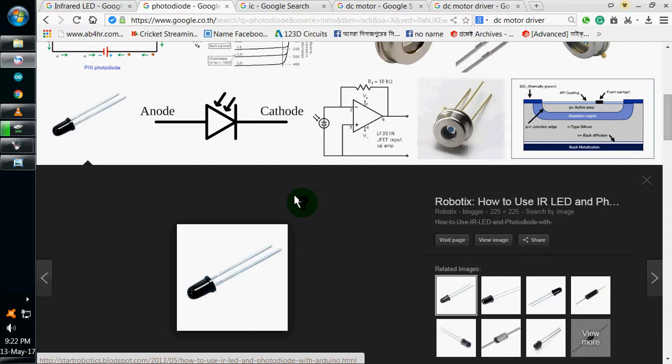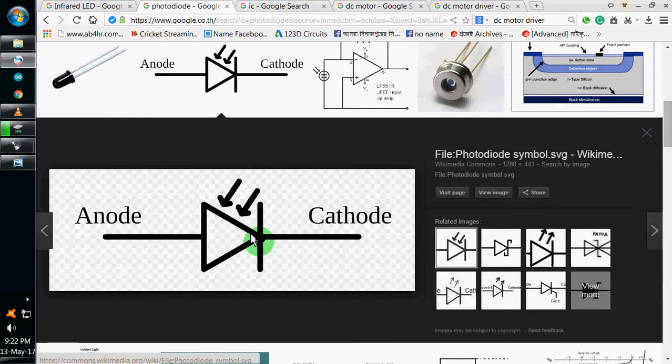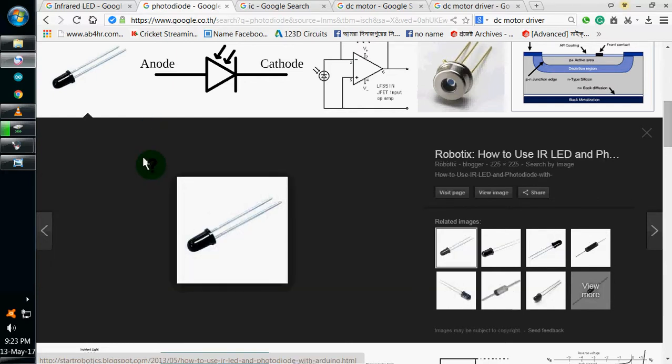Now another component is the photodiode. It's another kind of diode, like the LED. Here is the symbol of the photodiode. If you look here, the arrow sign is inside of the diode, but in the case of the LED, the arrow direction was outside of the diode. We will use this type of diode in the sensor circuit.